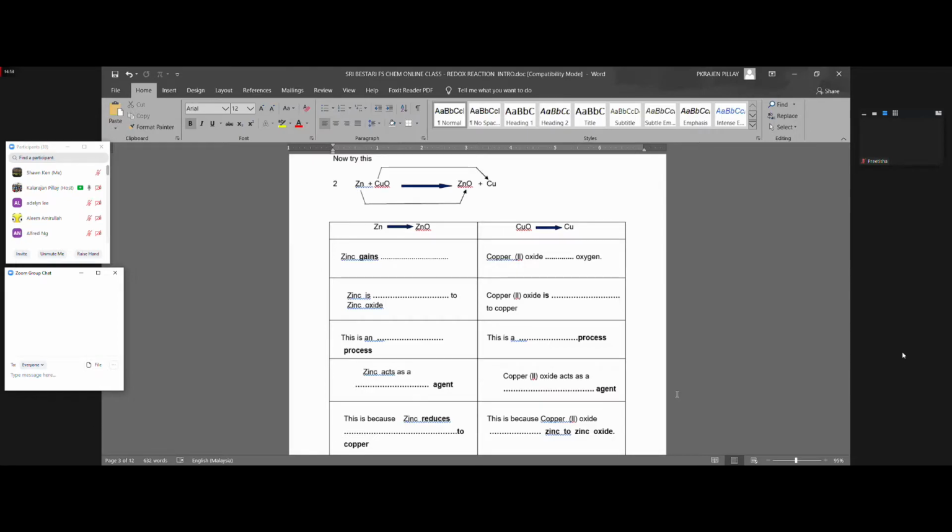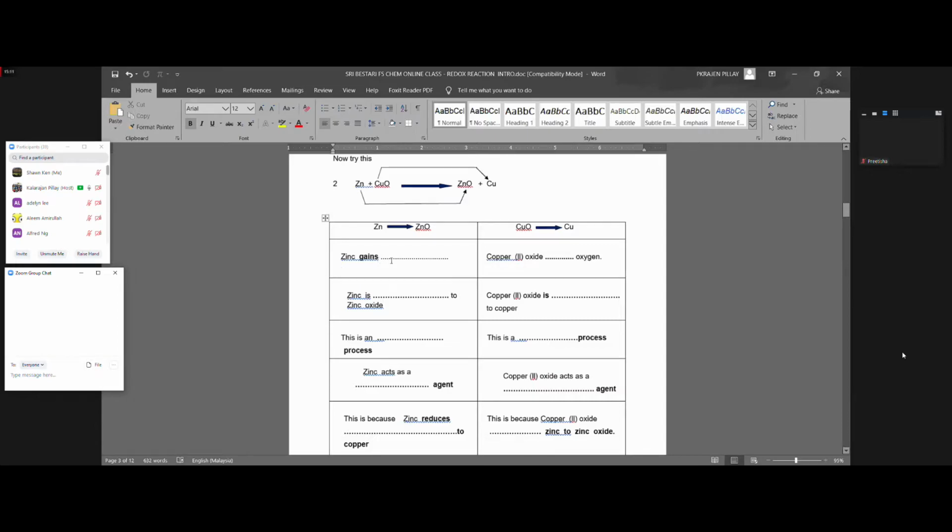This is the foundation. If you understand this, then you can carry on to the other parts of the redox reaction. So there are 6 parts, redox reaction part 1 until part 6. It's a very wide chapter. Okay, ready? Okay, Jaden, try.